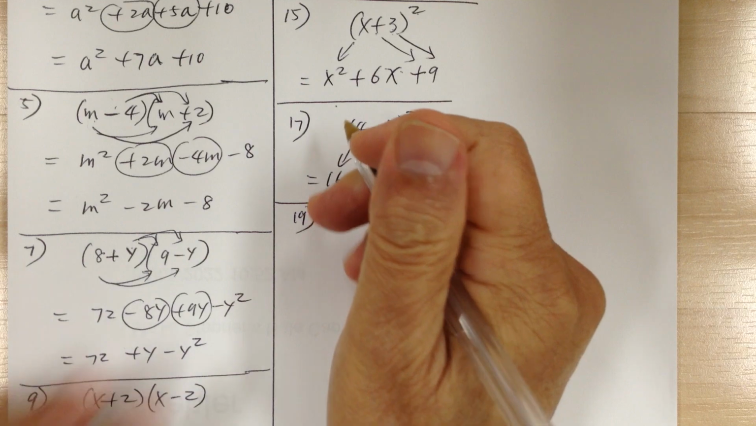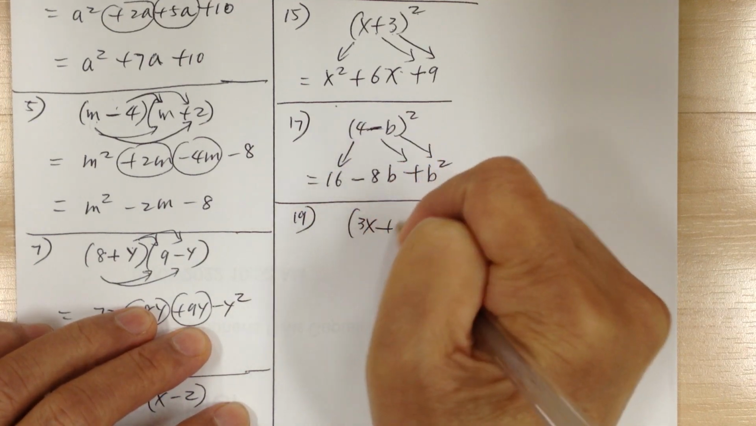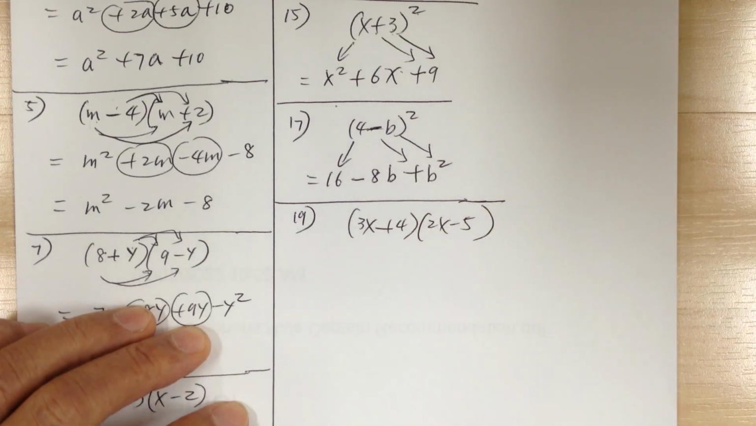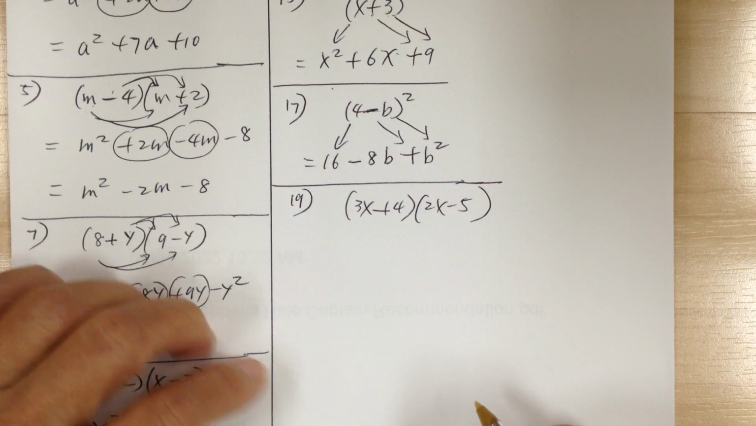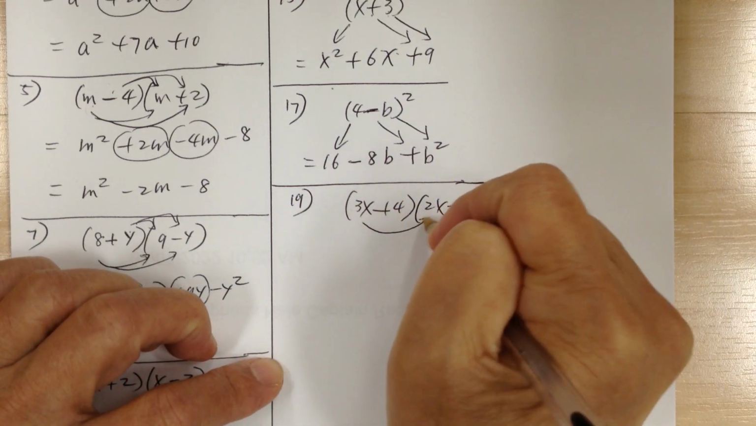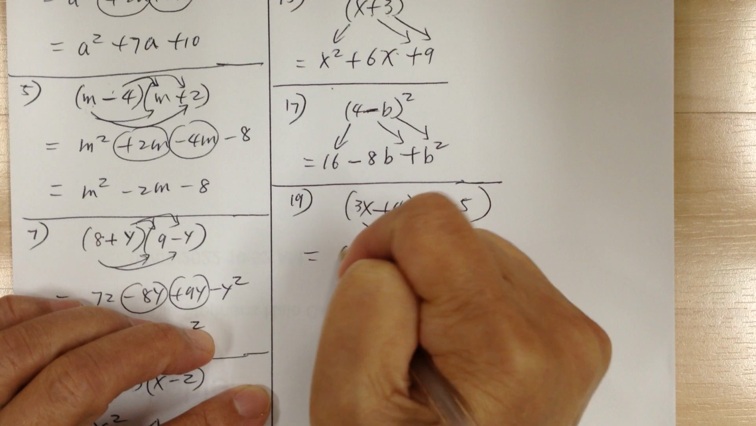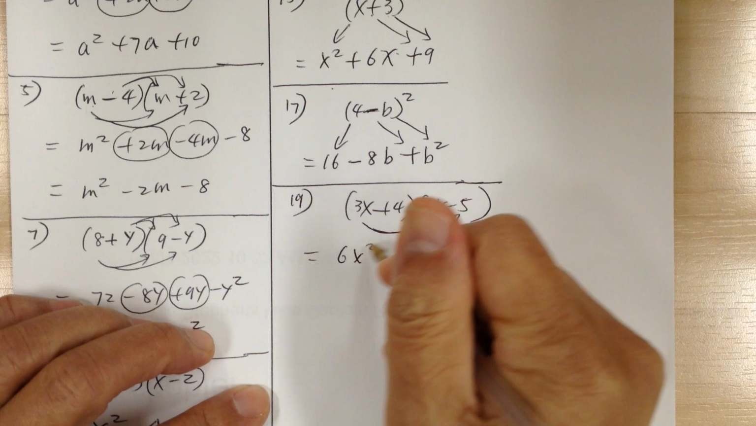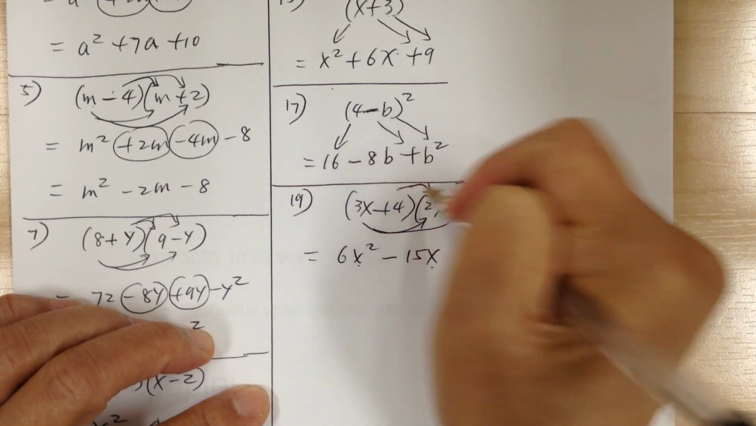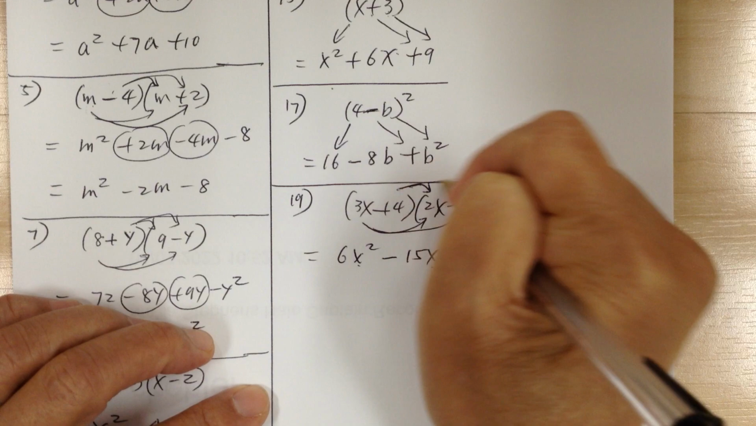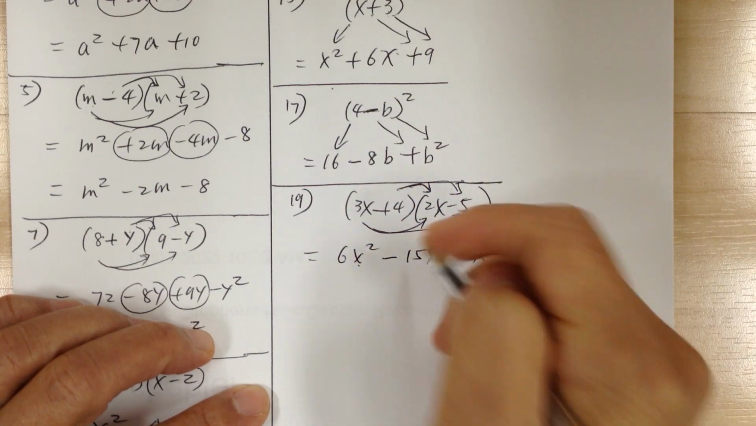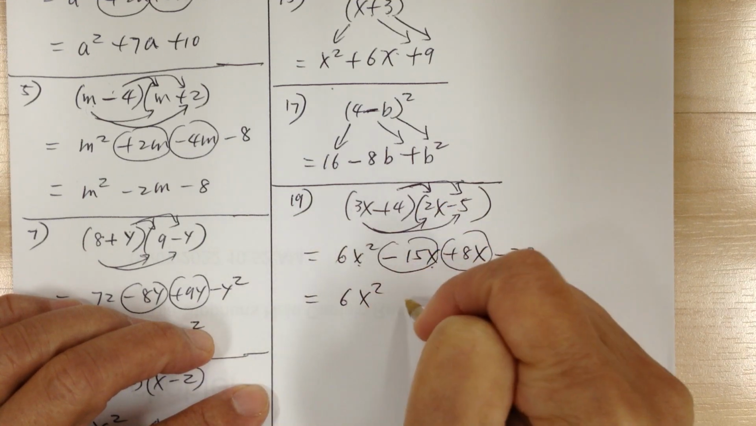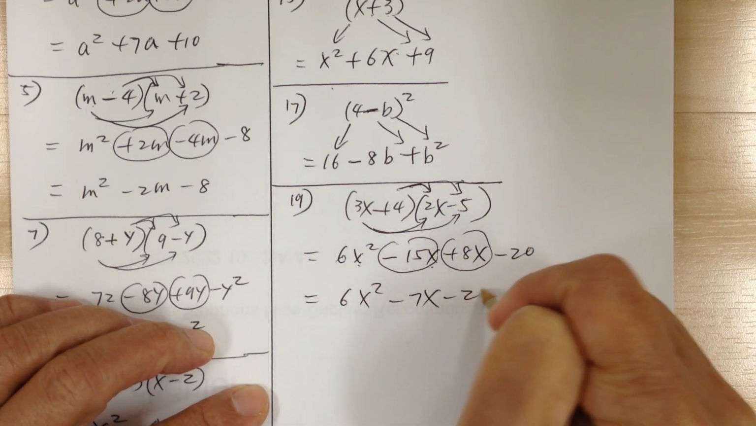Okay, number 19. You have 3x plus 4 times 2x minus 5. Okay, so this one is not a special multiplication, so just use the FOIL method. So this is the first term. This will give you 6x squared. And then this one will give you minus 15x. So this is the F, the O, then the I, the inside term, plus 8x, and the L would be minus 20. And you combine the like terms. So this is equal to 6x squared minus 7x minus 20.